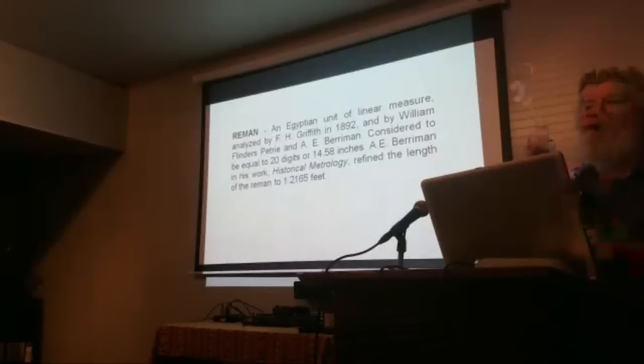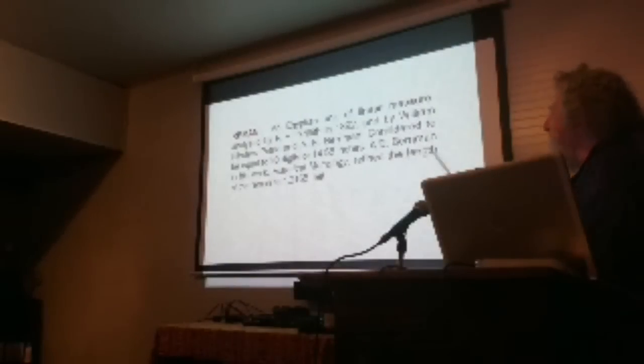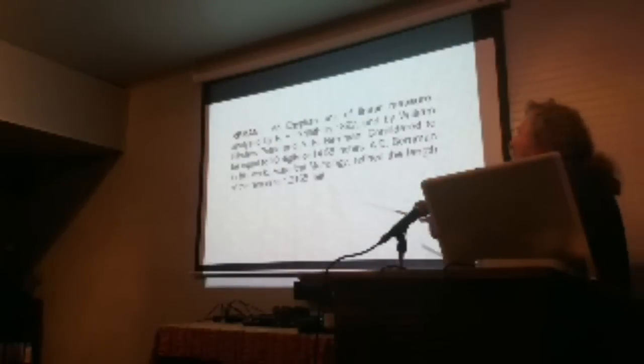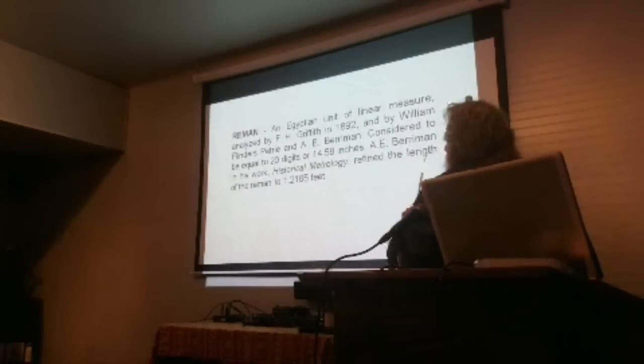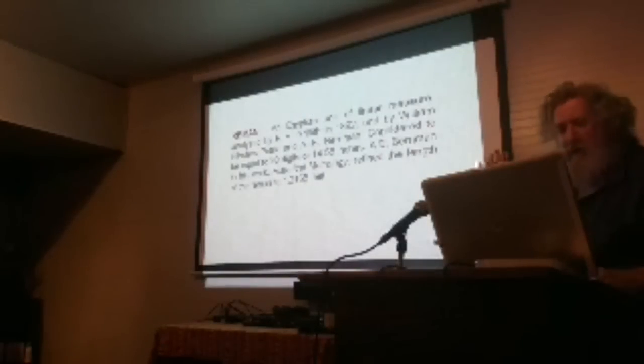I'm going back to one of the original units, one of those modules that was used by the ancient Egyptians. It was called the Remen, an Egyptian unit of linear measurement analyzed by F.H. Griffith in 1892 and by William Flinders Petrie and A.E. Berriman, considered to be equal to 20 digits or 14.58 inches. A.E. Berriman in his Historical Metrology defined the length of the Remen as 1.2165. You don't need to remember those numbers. I just want you to remember the relationships.